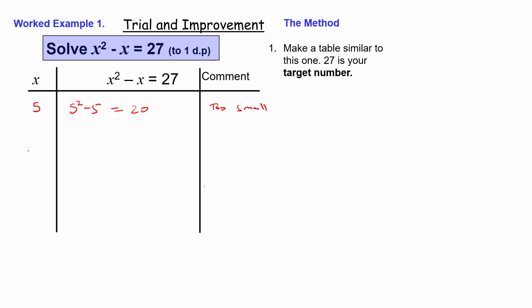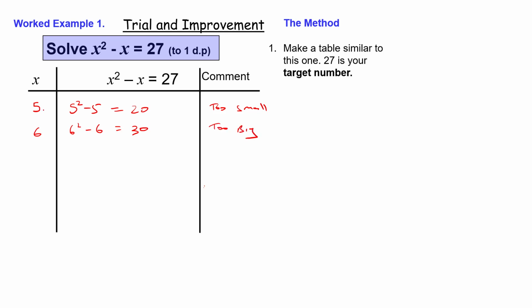And it's that simple. 5 is too small, so I'm going to try something bigger than 5. I'm going to try 6. So 6 squared minus 6. 6 squared is 36, minus 6 gives me 30. Now that's too big.